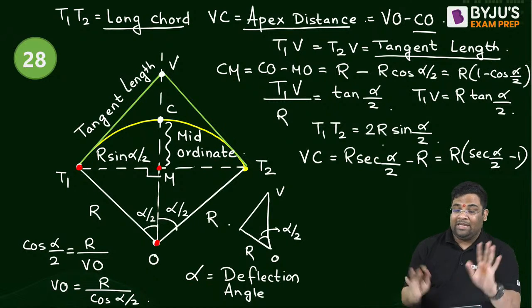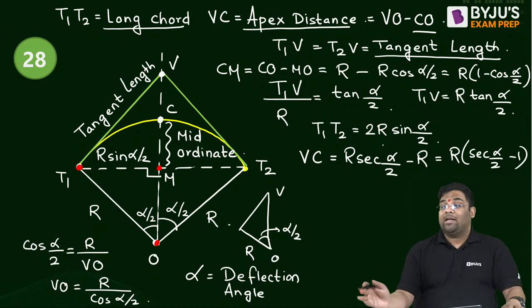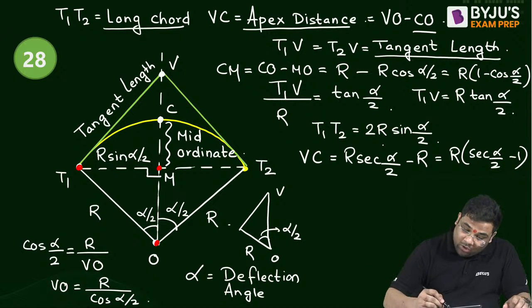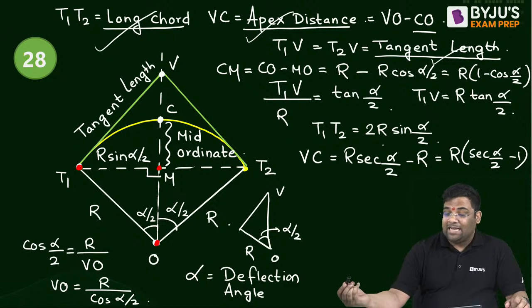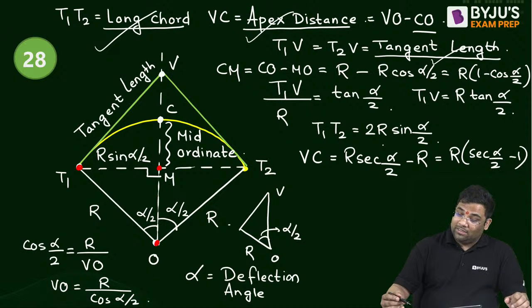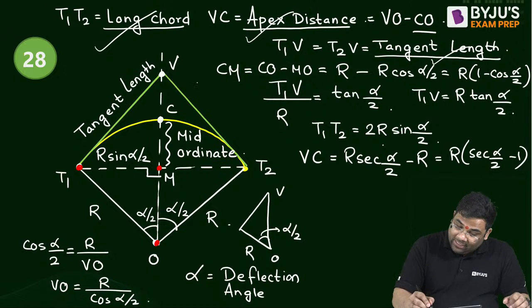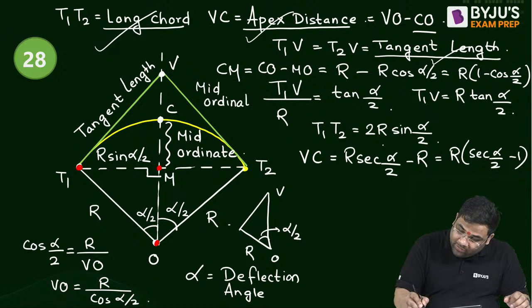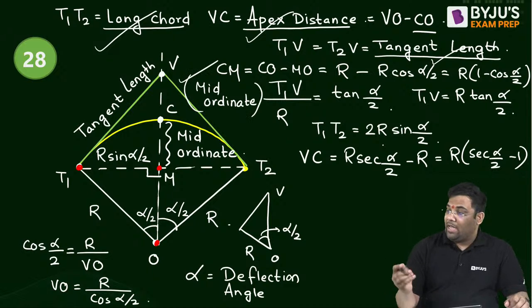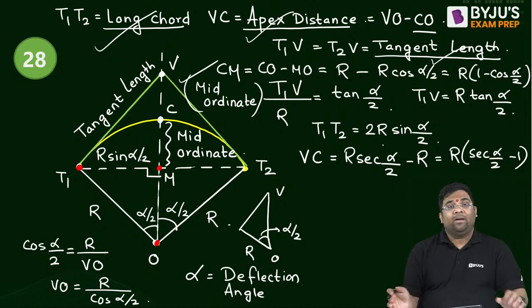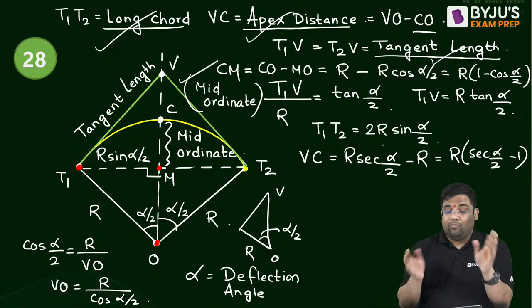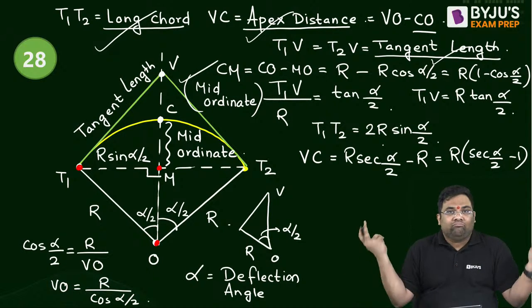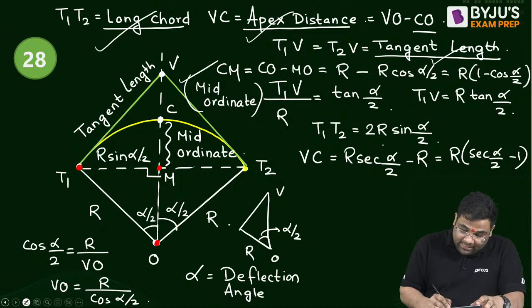So everybody can find out from the diagram the long chord, the apex distance, the tangent length, and the mid-ordinate also. So no need to remember. Everybody understood how to find out all these parameters. Just remember the diagram. Once you know the diagram, you can derive it, right? Easy. Very good.